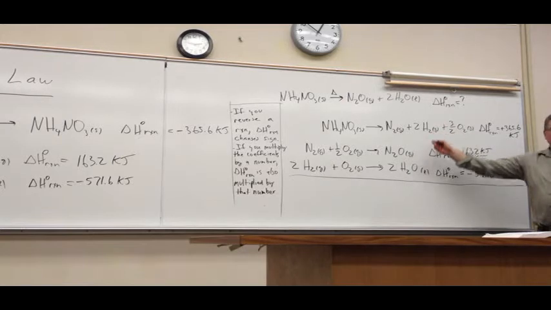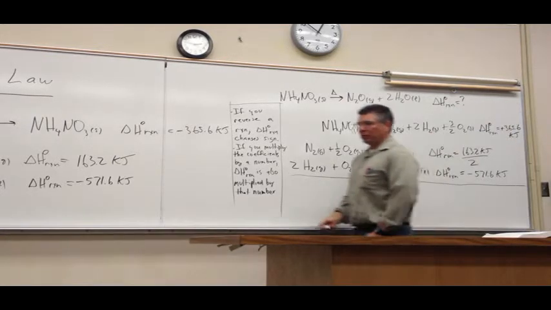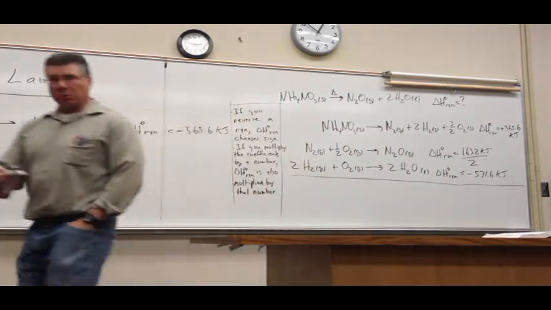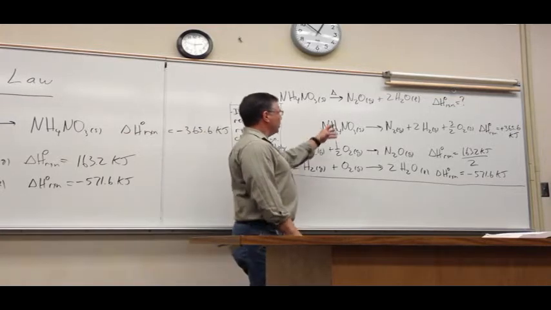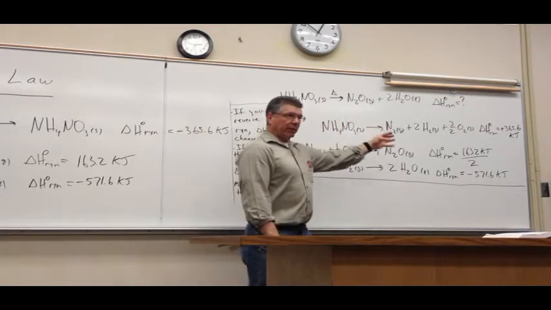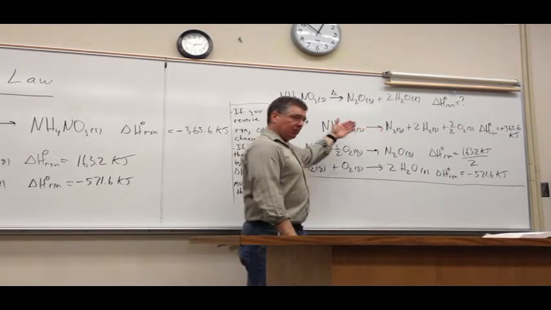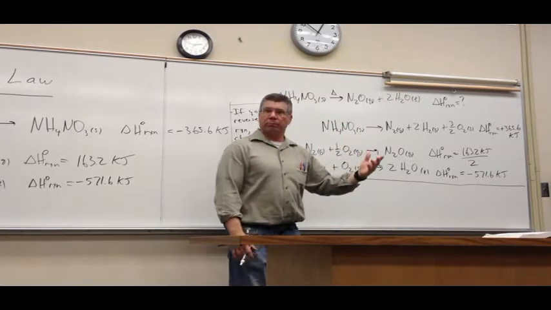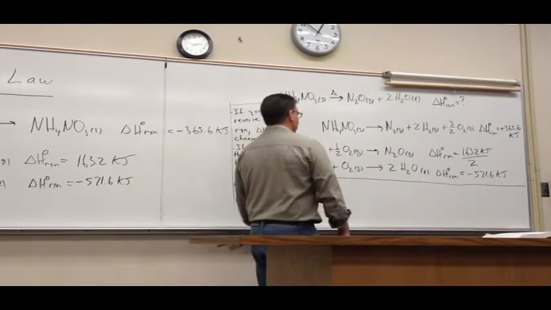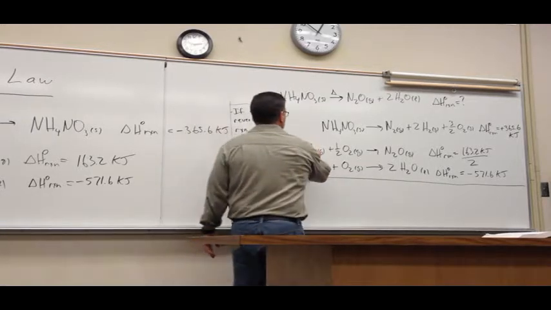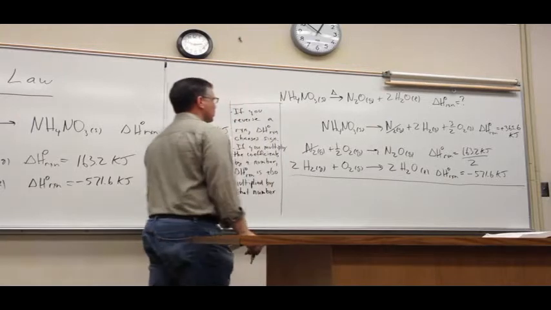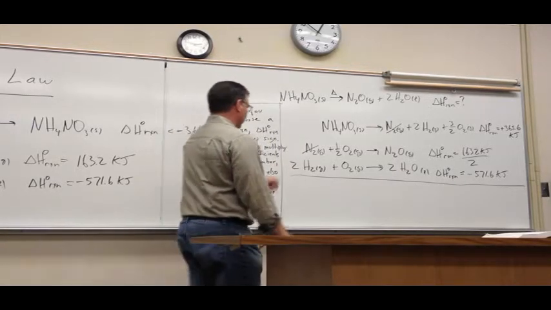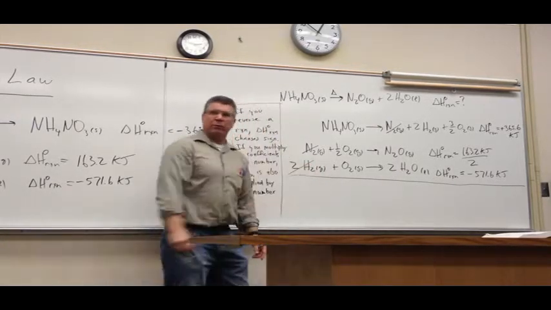Now we're going to add these equations. When you add chemical equations, it's just like adding algebraic equations. If something appears on the left-hand side in one equation and on the right-hand side in another, it cancels. If it appears on the same side, then it adds. So let's see. Looks like nitrogen cancels. The hydrogens, yeah, 2H2. You guys see how we do this?